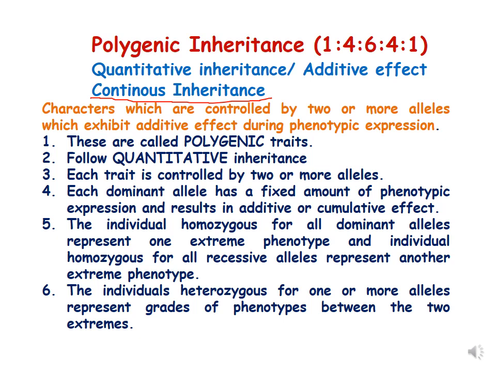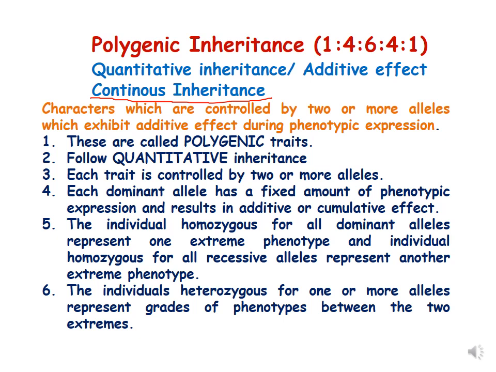Now, in the previous example of qualitative inheritance or duplicate genes, we have just discussed that irrespective of the number of dominant alleles, the intensity of the color will remain same. While in polygenic inheritance, more the number of dominant alleles, more is the expression. That is why it is also called additive effect, because the number of dominant alleles keeps on adding the expression of that dominant allele.